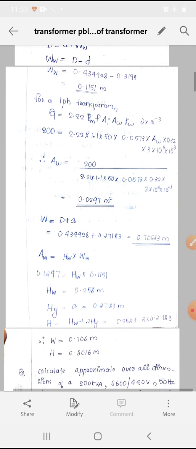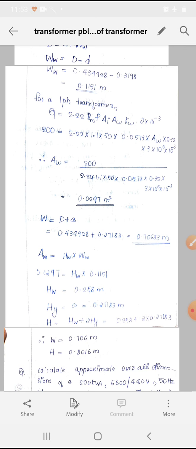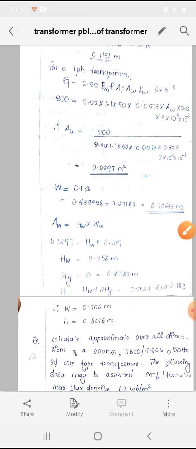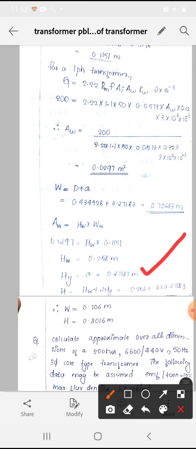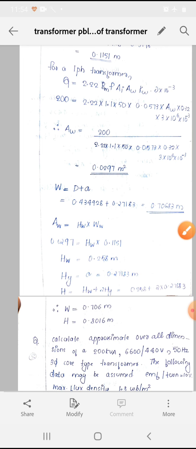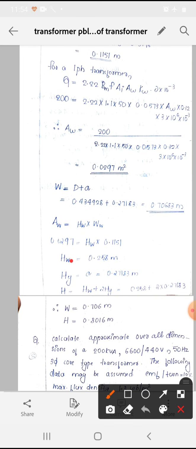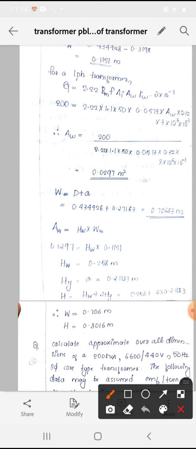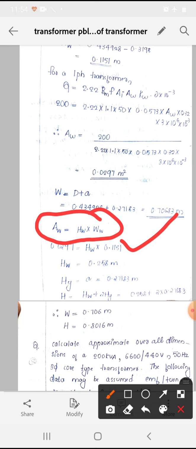Now we need to find the height of the transformer. To find the height of the transformer, the equation is H is equal to Hw plus 2Hy. Okay, so for a single phase transformer, Hy is equal to a. So we know the value of Hy. Next, we should know the value of Hw, height of the window. Okay, so from this equation, Aw is equal to Hw into Ww, we will get the value of Hw and substitute that value. Therefore, we will get the value of H.